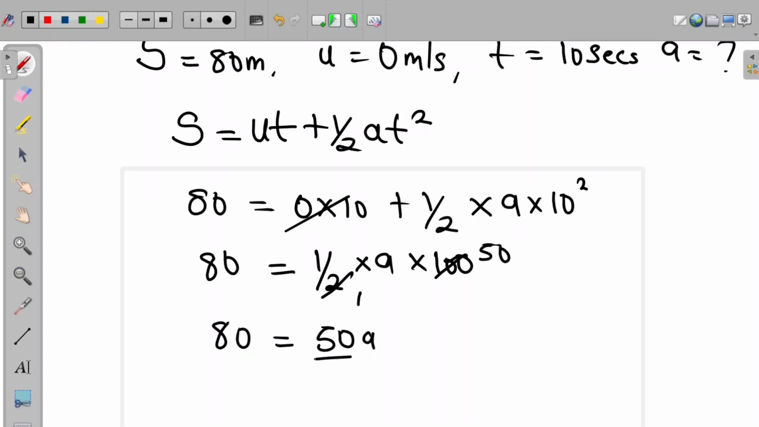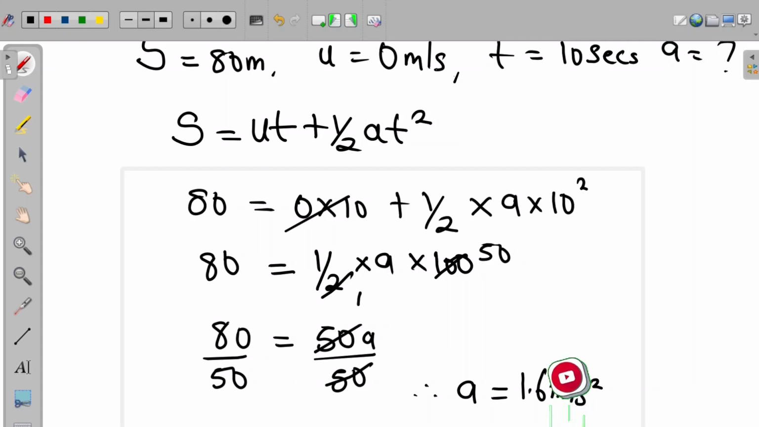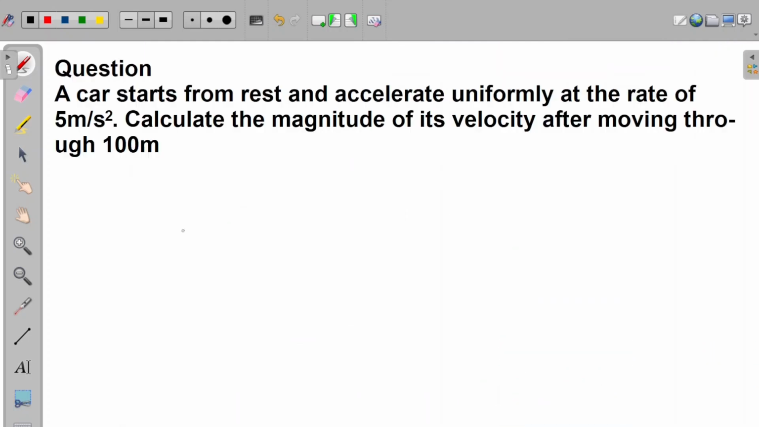So to make a our subject, we divide both sides of the equation by the coefficient of a, which is 50. So 50 cancels out itself. So therefore, a is equal to 1.6 meters per second squared. So we have been able to obtain the acceleration of the car that covers a distance of 80 meters. Now at this point, let's take up the last question.